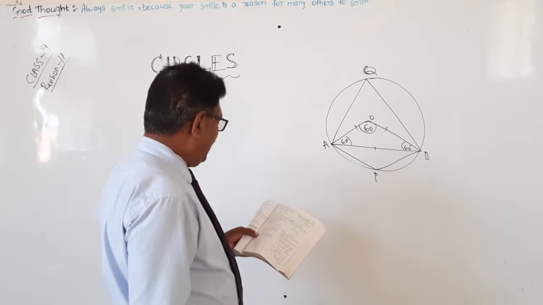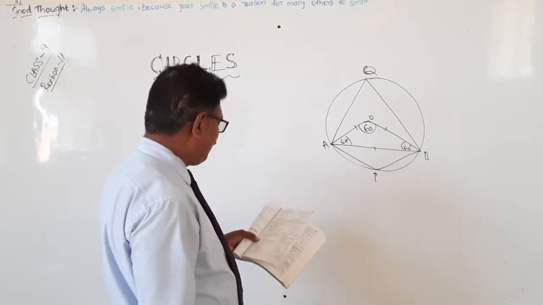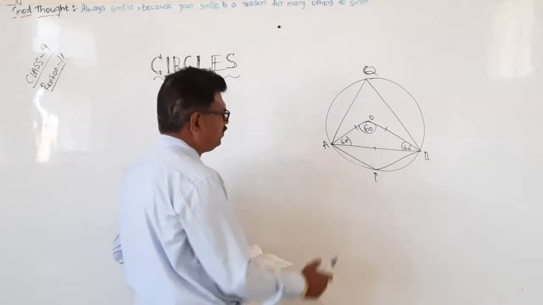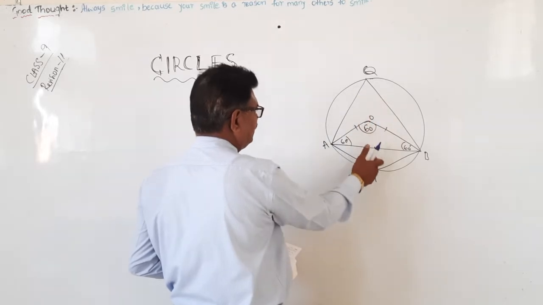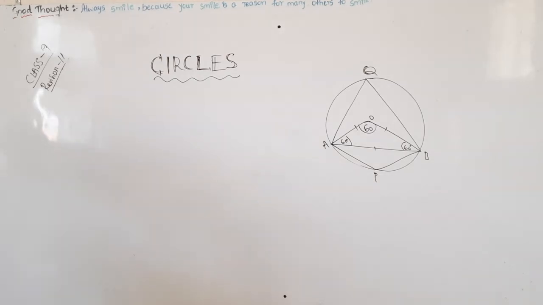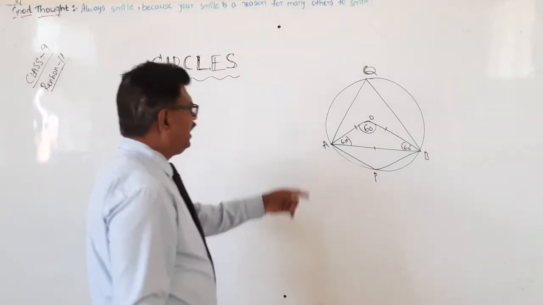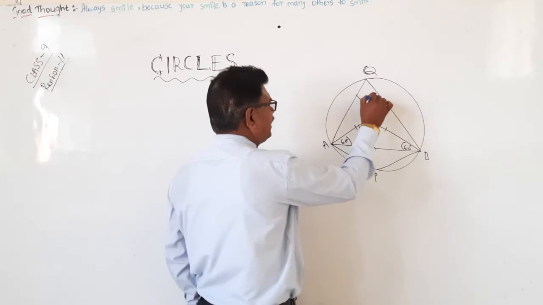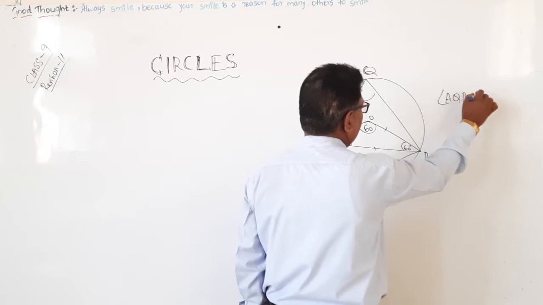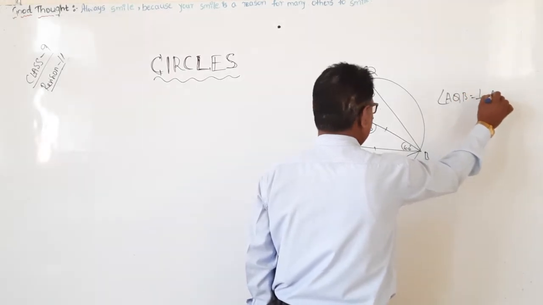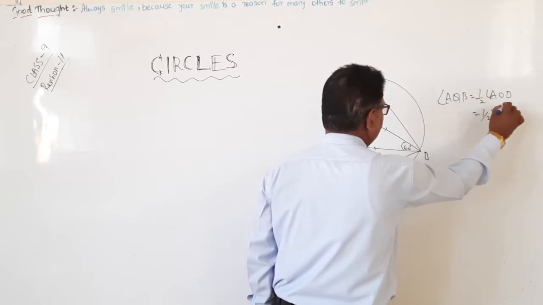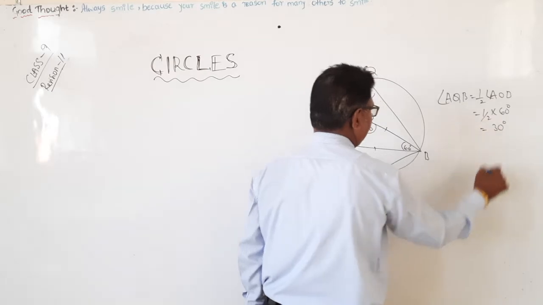Now, find the angle subtended by the arc at a point of the minor arc and also at a point of the major arc. So we should find out these two angles. So very simple. See, this is a central angle. Therefore, angle AQB is equal to half of AOB. That is nothing but half into 60, which is equal to 30 degrees.